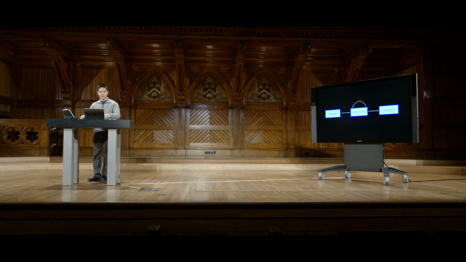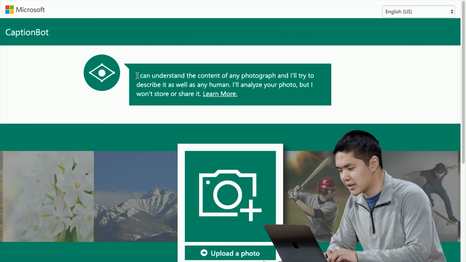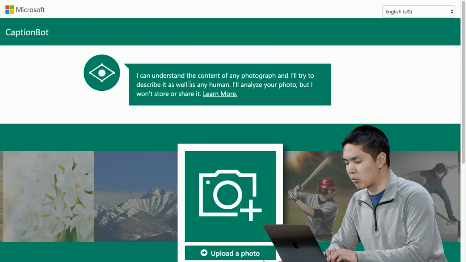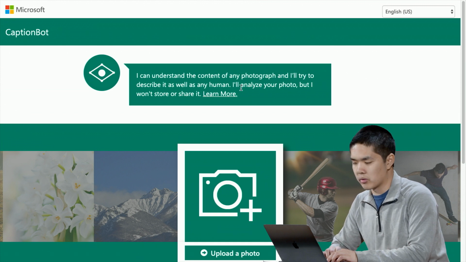Microsoft has developed an AI known as the CaptionBot. And what the CaptionBot does is it says, "I can understand the content of any photograph, and I'll try to describe it as well as any human. I'll analyze your photo, but I won't store it or share it."